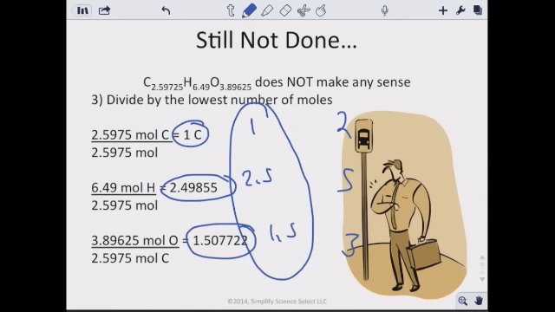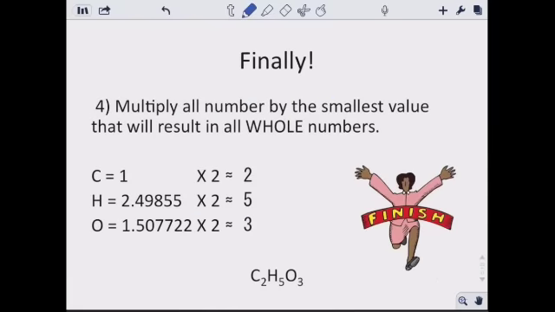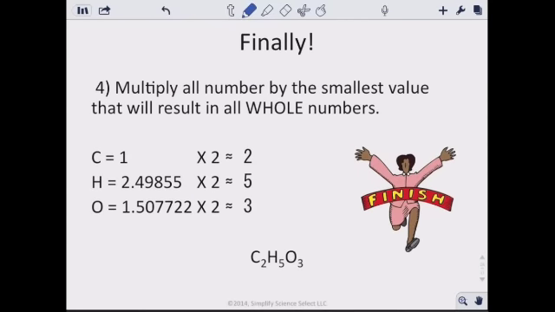Well, those are whole numbers. That can work. We can't have non-whole numbers. We have to have integers in our equation. So we multiply them out by 2, and we get 2, 5, and 3. So 2 carbons, 5 hydrogens, 3 oxygens. And that will give us our formula.